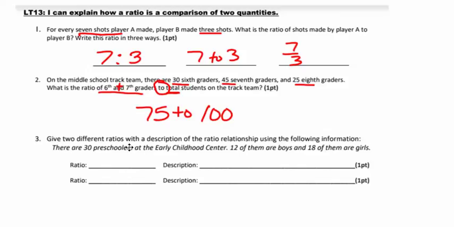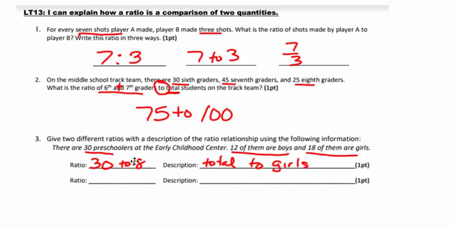Give 2 different ratios for a description of the ratio relationship using the following information. There's 30 preschoolers at the Early Childhood Center. 12 of them are boys and 18 of them are girls. So if I want you to write a ratio, that just means choose 2 of the numbers. So I'm going to choose 30 to 18. So if I look at my description, 30 represents my total. That's looking at my total preschoolers to girls.